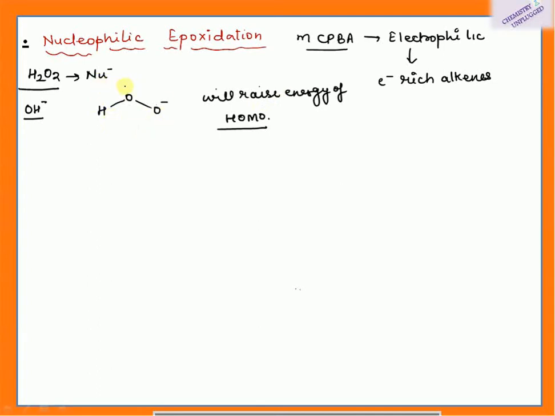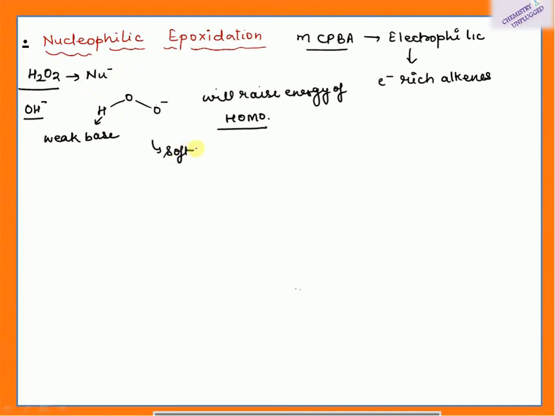But it is a weak base. It is a weaker base as compared to OH minus. Why is it a weaker base? Because we have one oxygen atom next to this O minus. So this will show an electron withdrawing effect. It has higher electronegativity, so it will pull electron density towards it, right? So it will act as a weaker base as compared to OH minus, but its nucleophilic character is better than OH minus, right? So it will act as a soft nucleophile.